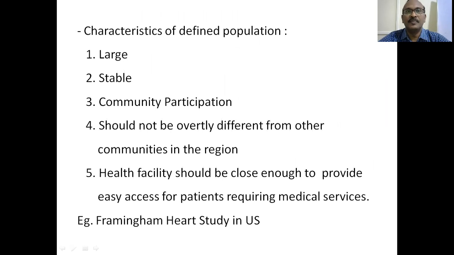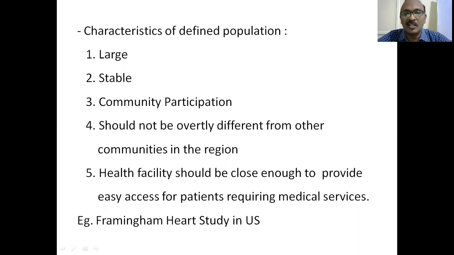It should be stable. That is, there should not be any migration of people, and outsiders have to be excluded, like visitors and relatives. There should be participation from the community in the defined population. All the people in the population have to be enumerated. This defined population should not be overtly different from other communities in the region, and health facilities should be close enough to provide easy access for patients requiring medical services.